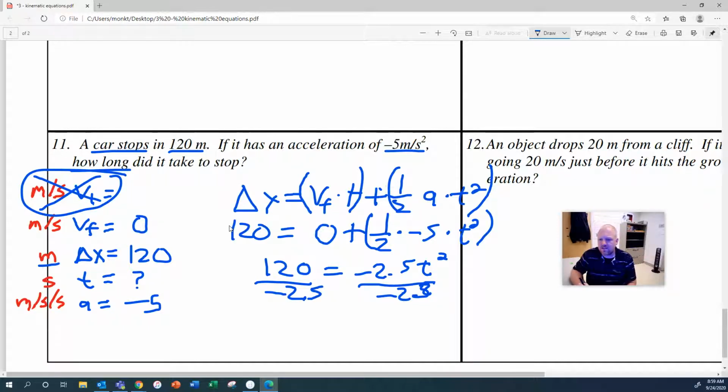So, ladies and gentlemen, that is the step-by-step process of how to go through a kinematics problem, to figure out what variables you're given, to figure out what you're solving for, to determine which equation you're going to use, and then solve.